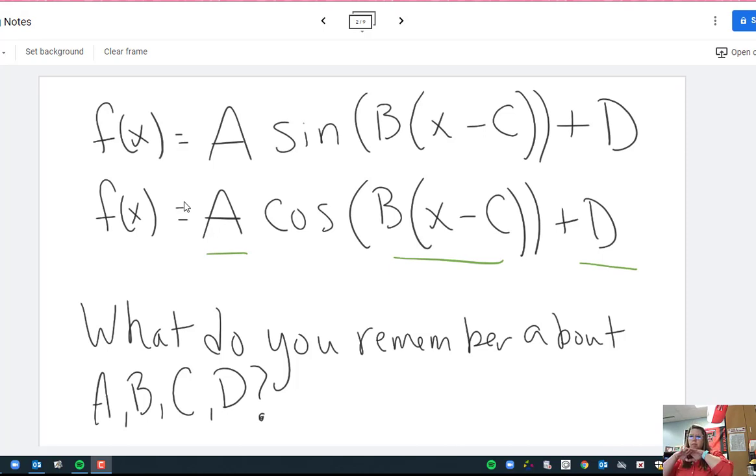And so where is the middle line? That's D. Where is the distance from the middle line to the top and the middle line to the bottom? That's A. And then B and C both control horizontal things. And so B controls your period, so it stretches or compresses your period. And so it increases the wavelength or it decreases it to make it smaller. Or it takes your graph and it shifts it left and right on your screen.